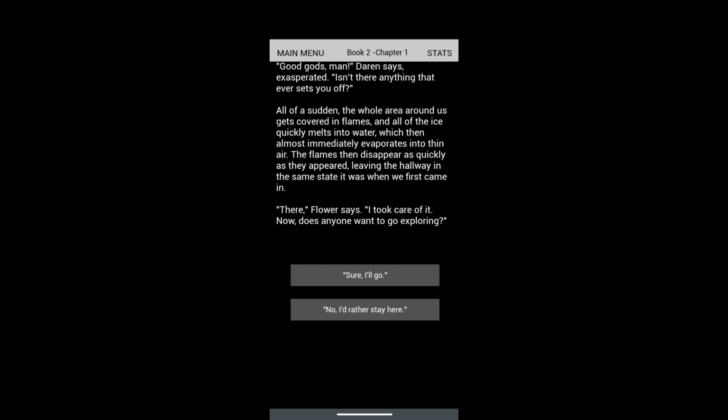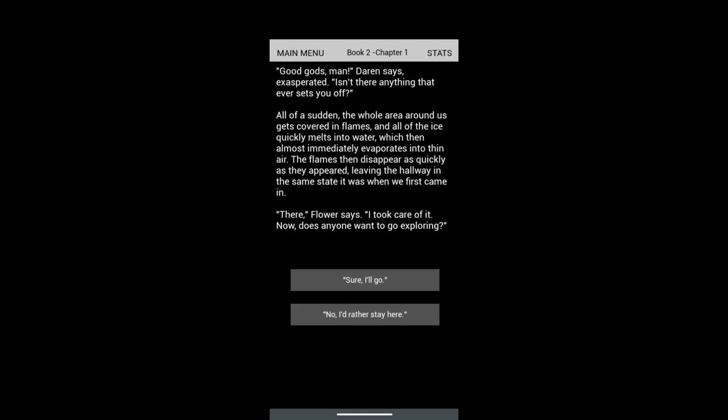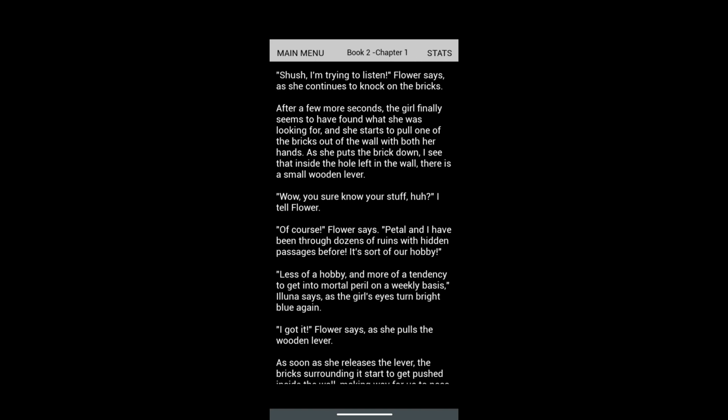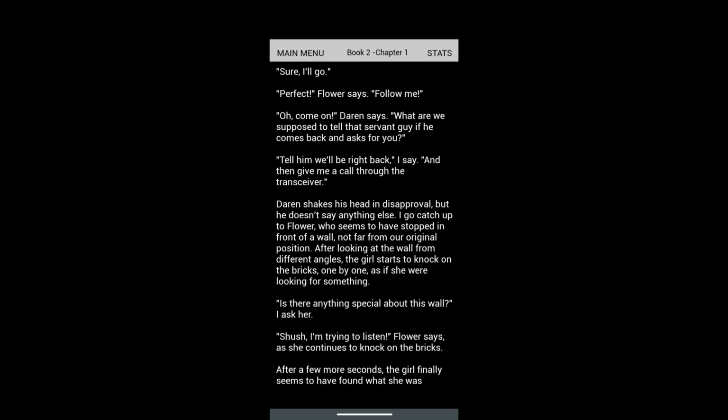So this is the part where I think we're in the Golemic Castle or somewhere around there. Rose Flower says, would you like to go exploring, and I'm like, sure, I'll go. So you go exploring with Flower. I believe I already did this, but I'm not 100% on that, but I'll read it. Sure, I'll go. Perfect, Flower says, follow me.